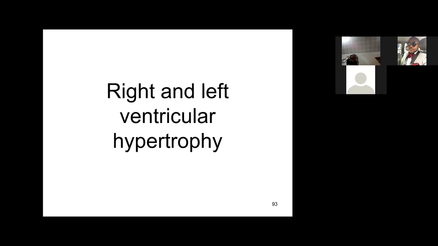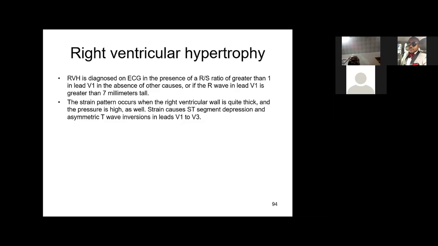Right and left ventricular hypertrophy. Right ventricular hypertrophy is diagnosed on ECG in the presence of an R/S wave ratio of greater than 1 in lead V1 in the absence of other causes, or if the R wave in V1 is greater than 7 millimeters tall. The strain pattern occurs when the right ventricular wall is quite thick and the pressure is high as well. Strain causes ST segment depression and asymmetric T wave inversions in leads V1 to V3.